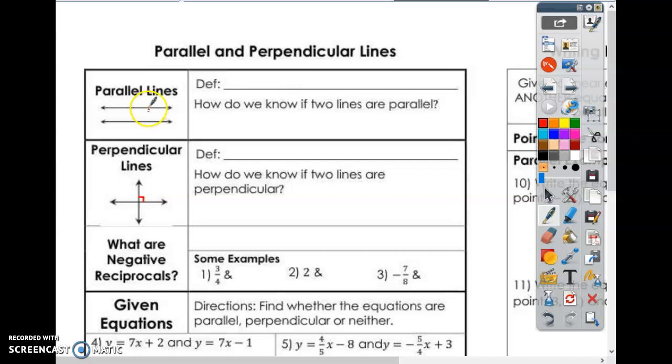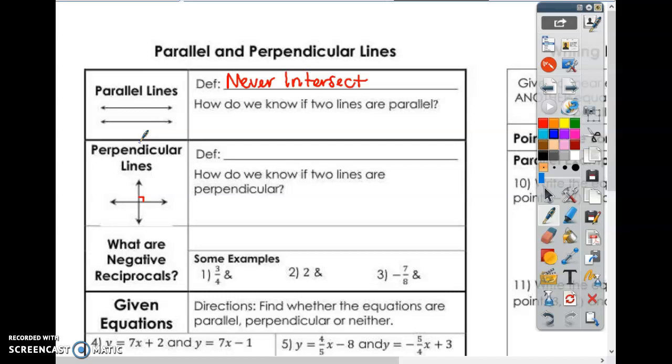So parallel lines, what do you know about parallel lines? They never intersect. You're writing this down: parallel lines never intersect. Nunca van a cruzar. Right? How do we know when two lines are parallel? Not just because I'm looking at them and I can tell, but also because they have the same what?